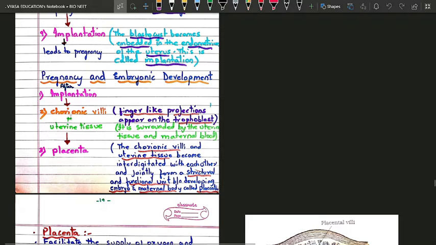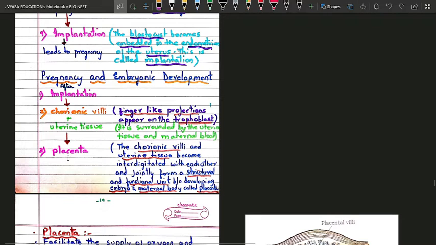So after implantation, what happens? The chorionic villi are formed. What are chorionic villi? They are finger-like projections which appear on the trophoblast. Okay, it is surrounded by the uterine tissues and the maternal blood. Okay, so the chorionic villi, with the help of the uterine tissue, form the placenta, we said, isn't it?